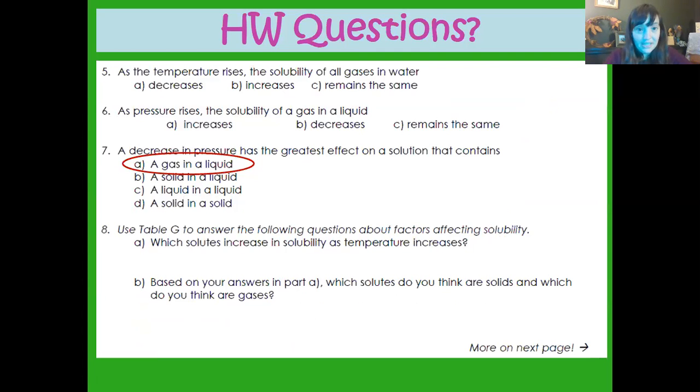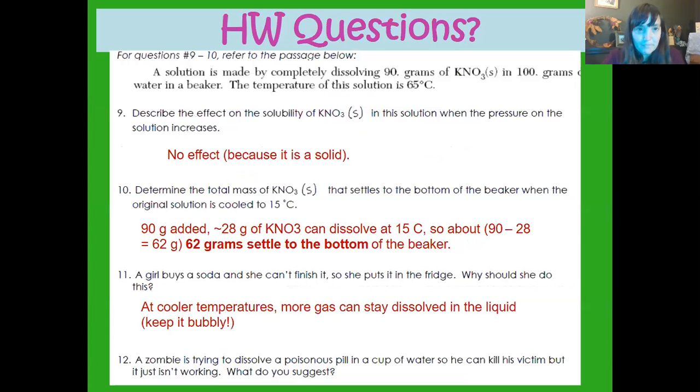For number 7, a decrease in pressure has the greatest effect on a solution that contains a gas in a liquid. Solids are unaffected by pressure, and same with liquids. For some of the ones on the back here, number 9, describe the effect on solubility of potassium nitrate solid in the solution when the pressure increases. No effect because it's a solid.